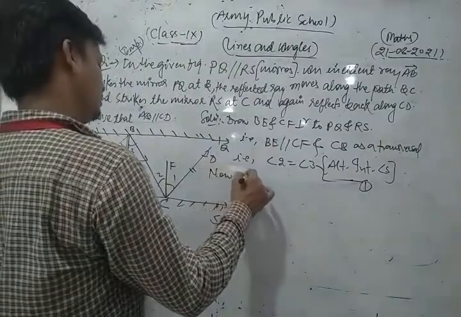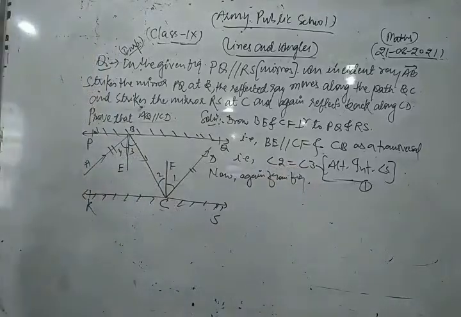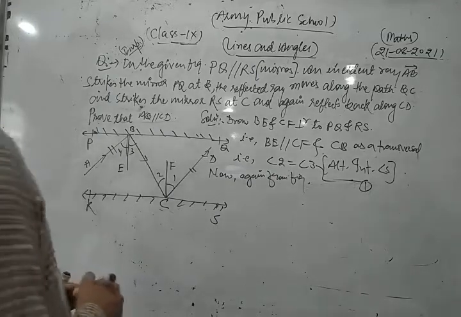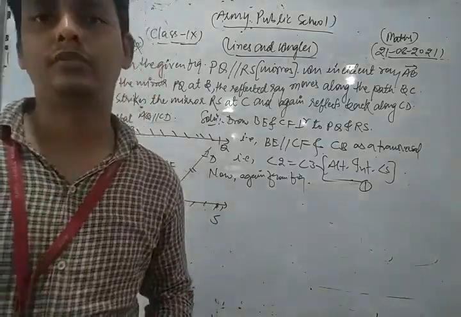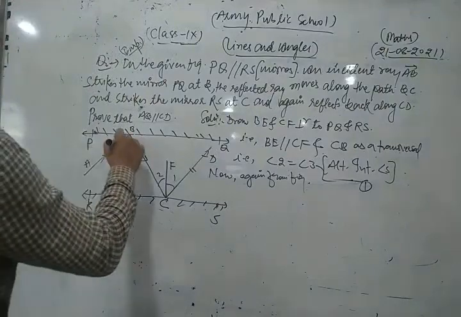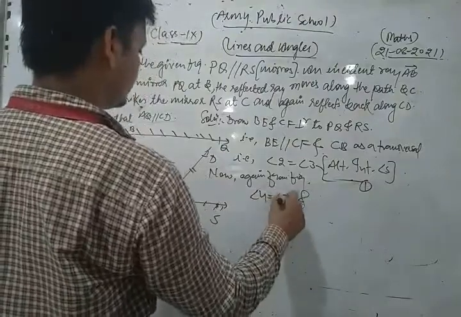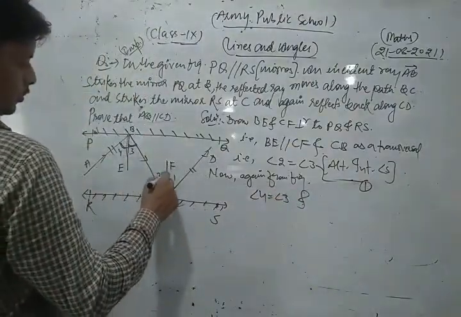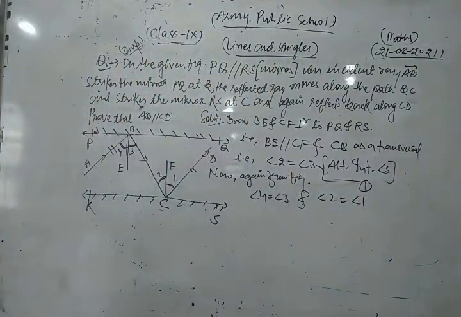Now again from the figure, you know that by the law of reflection, the angle of incidence is always equal to the angle of reflection. So this is the angle of incidence and the angle of reflection. From the figure, angle 4 is equal to angle 3, and angle 2 is equal to angle 1.